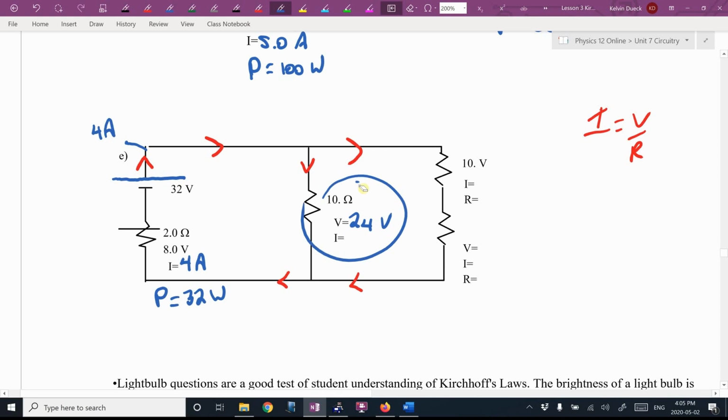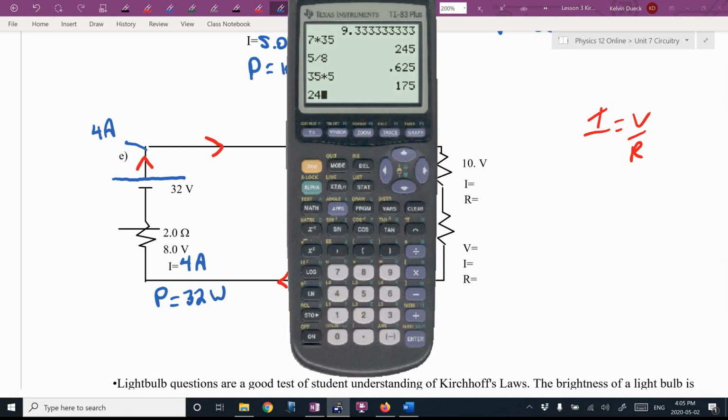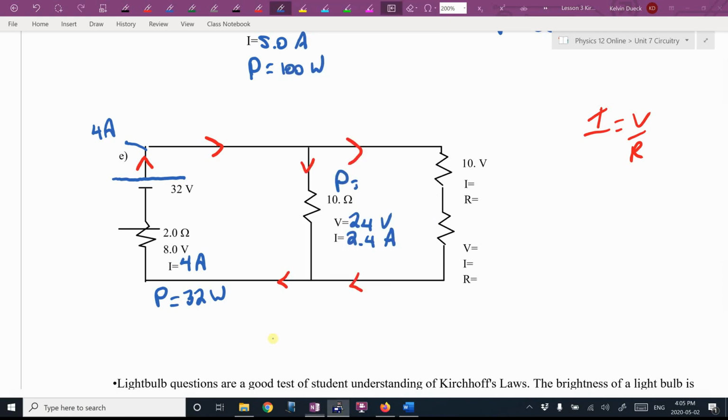But here, knock, knock. I know two things. I know four things. Current is going to be V over R, 24 divided by 10. Brandon, I'll bet even you can do that in your head. It's going to be 2.4 amps. Power is going to be V times I. It's going to be 24 times 2.4, which is going to be 57.6 watts. Now, I could ski, but currents are really, really useful.